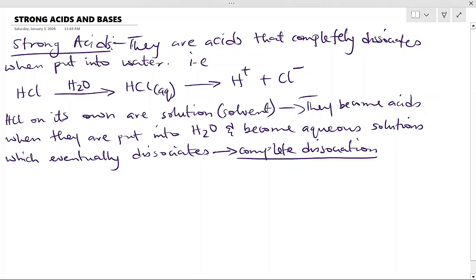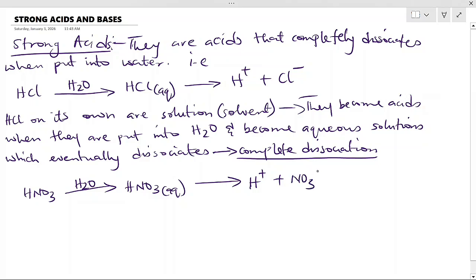Another example of a strong acid when put into water is your nitric acid, HNO3. When introduced to water, it becomes HNO3 aqueous, an acid in aqueous solution, and this also completely dissociates into the proton H plus and NO3 minus.